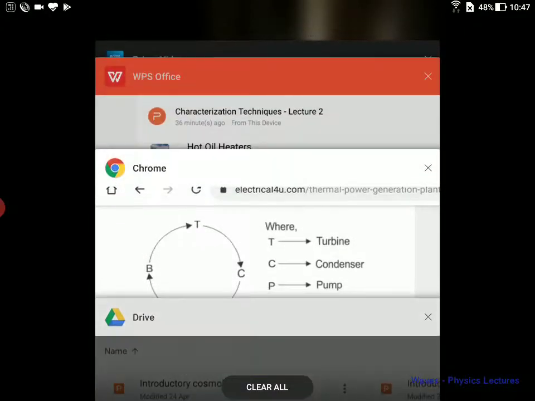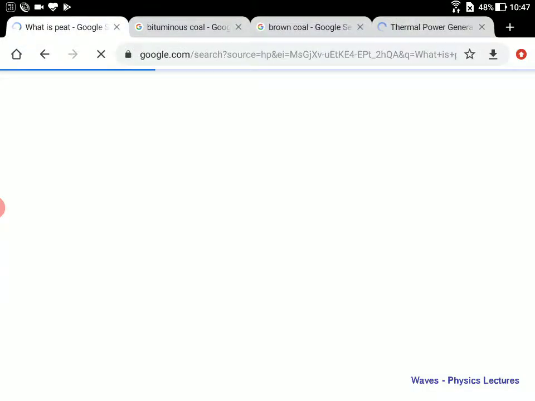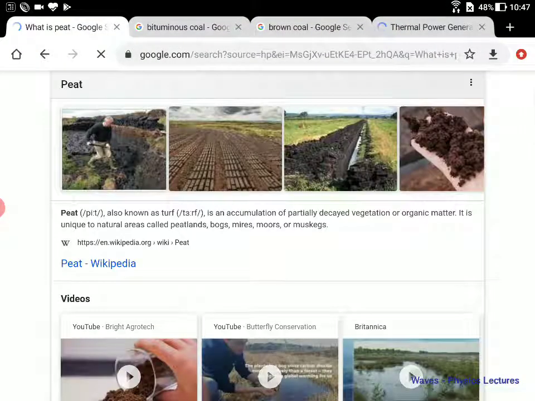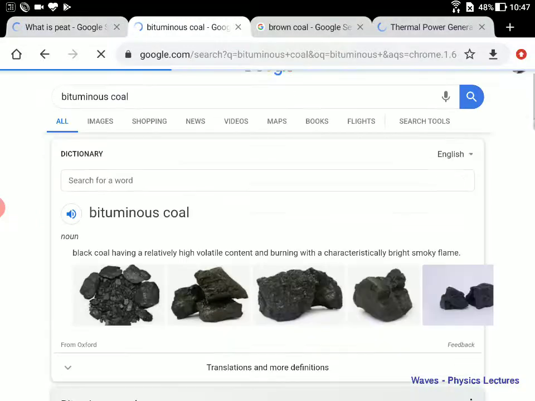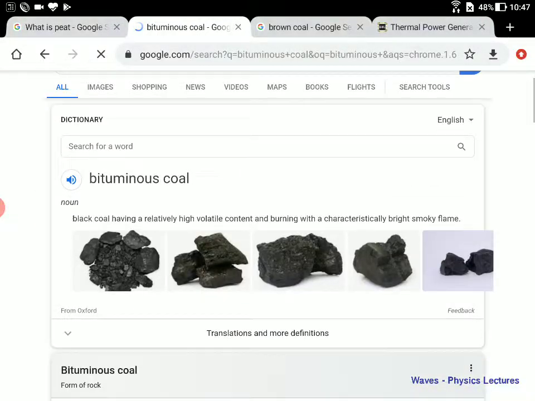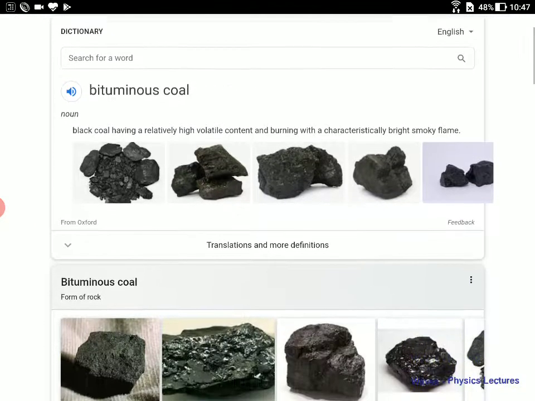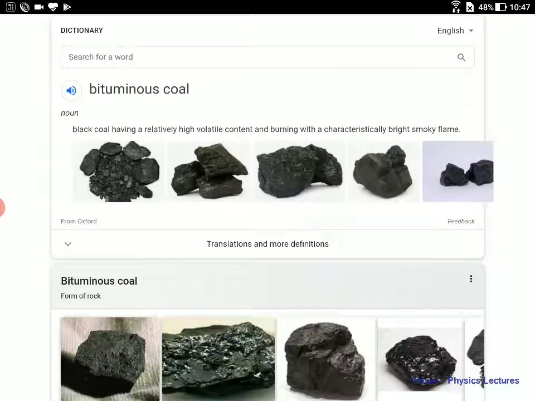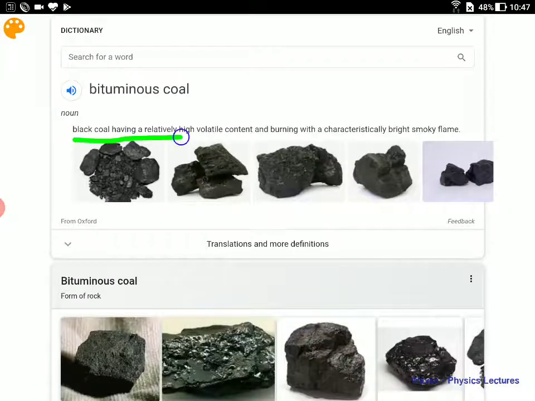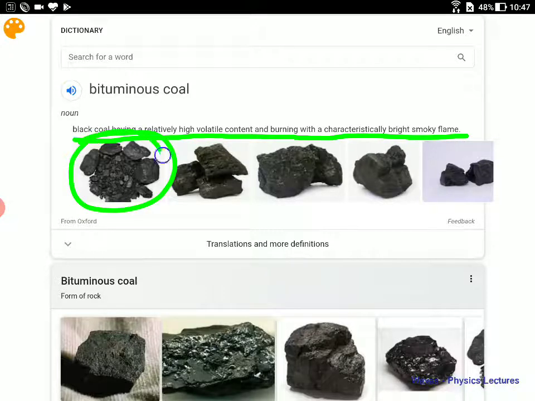So first let's check the bituminous coal. Bituminous coal will look something like this, which is more blackish in color, and as per the definition, it is a black coal having a relatively high volatile content. So it's basically a black coal having a high volatile content, and it burns with a characteristic bright smoky flame. So it's more blackish in color, right?